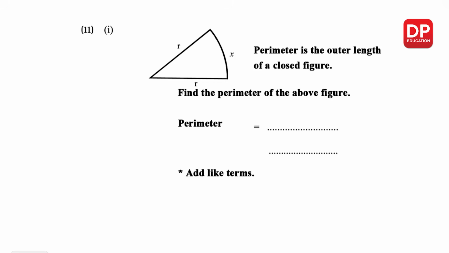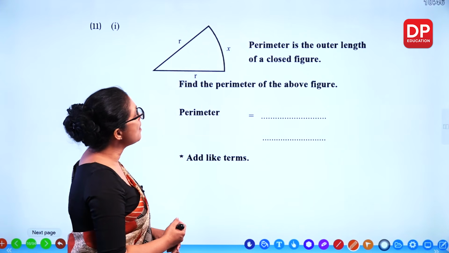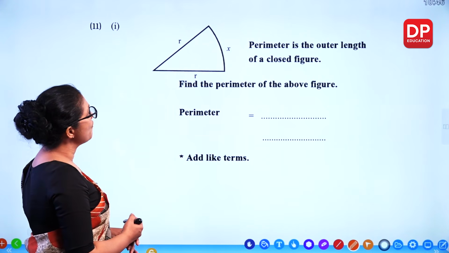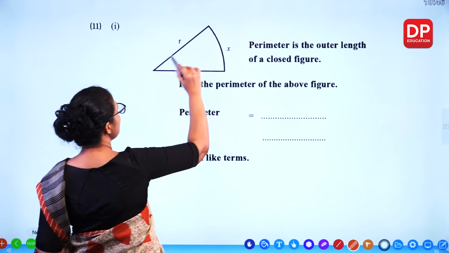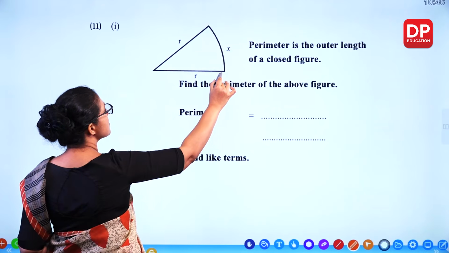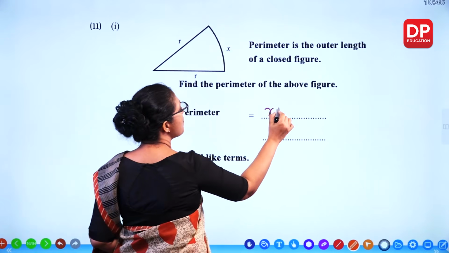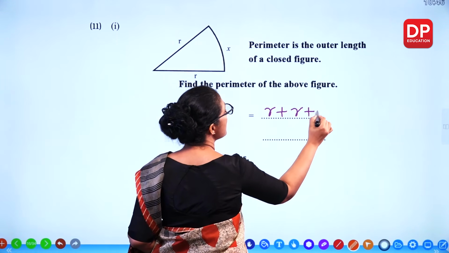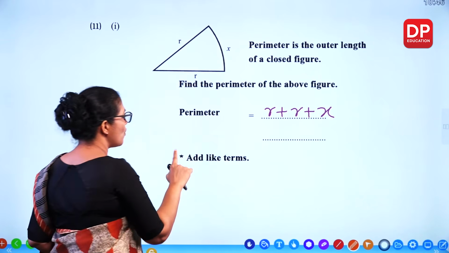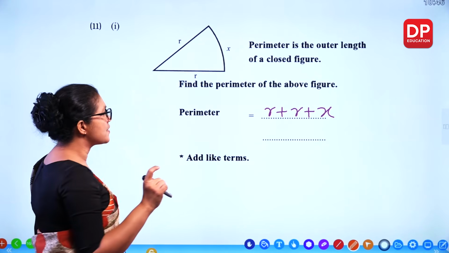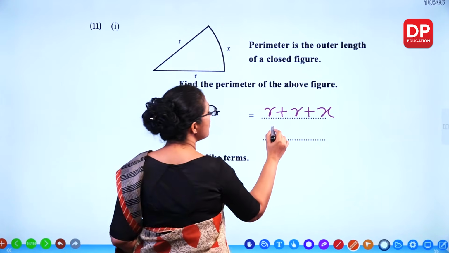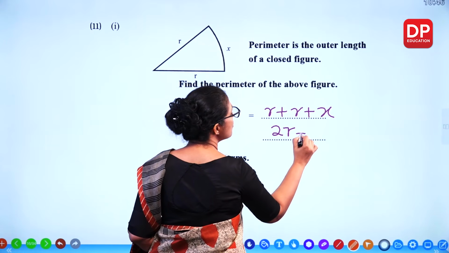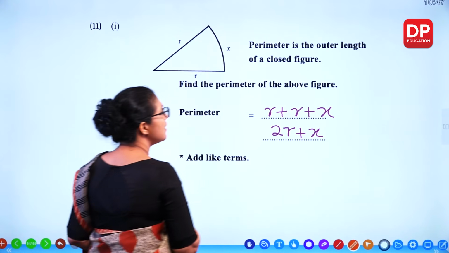Look at this diagram. Perimeter is the outer length of a closed figure. You already know that. Find the perimeter of the above figure. So how do we find the perimeter? r, x, r: r plus x plus r. We can add like terms. r and r, you can write 2r. 2r plus x.